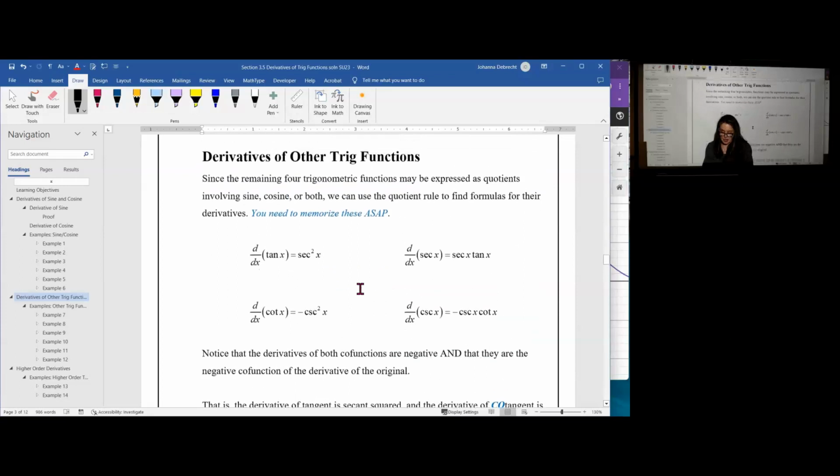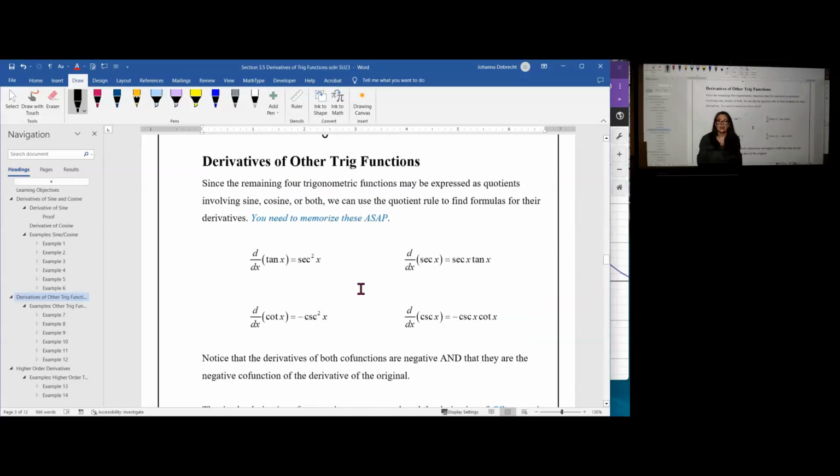Let's turn our attention now to the other trig functions. We've kind of done sine and cosine to death. It's time to talk about tangent, secant, cotangent, and cosecant. You need to memorize these formulas. You need to do it as quickly as possible because they're going to be coming up over and over in different problems. You will see these on exams and quizzes.